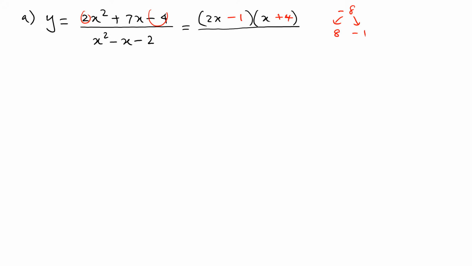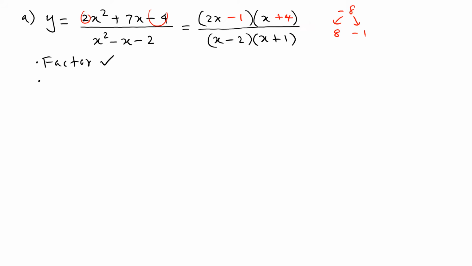For the bottom, that's the easy one. You can see the two numbers are -2 and 1. So that means x minus 2 and x plus 1. Okay, so that's the factorization, and that's the first step when you do a problem like that. So the factoring part is done.